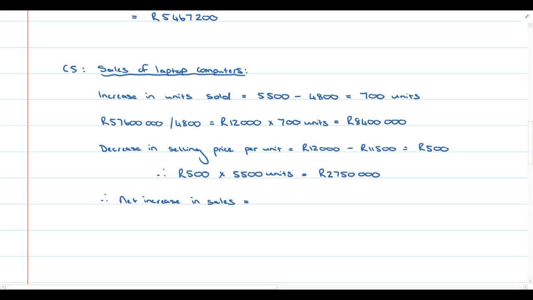So you can calculate then the net increase in sales. Because your sales volume is increasing, sales will increase by 8.4 million because of the additional 700 units that are going to be sold. However, the selling price per unit is going to drop by 500 Rand, and that's going to cause sales to decrease by 2,750,000. So the net effect is an increase of 5,650,000 Rand.